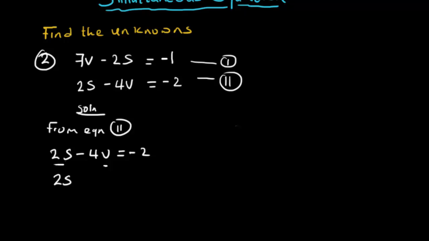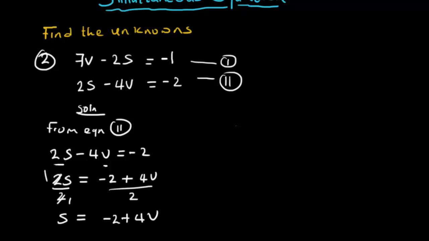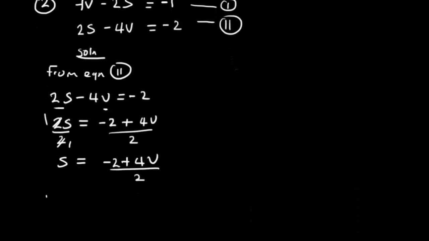So 2s minus 4v goes to the other side. I'll be having minus 2 plus 4v. Write what you have here first. Now remember, I told you in the last question, you are trying to make s the subject of the formula, not 2s. So you have to divide both sides by 2. I'm left with s equals minus 2 plus 4v all over 2. Now this is perfect. The next step is to put s equals minus 2 plus 4v all over 2 in equation 1.